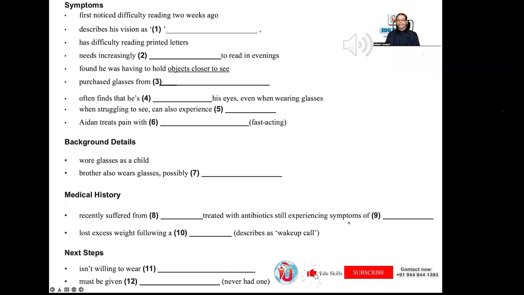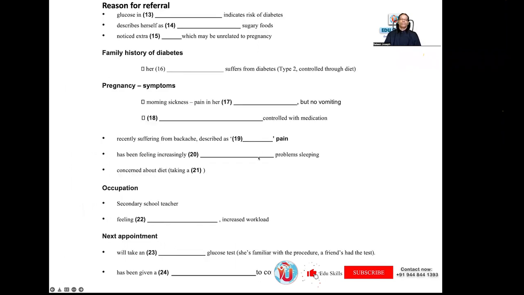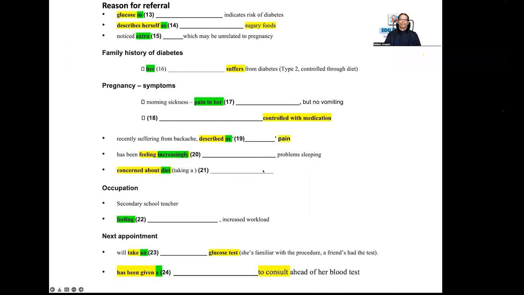See, that's how you read, you scan the questions. Lost excess weight following a dash, following some difficulty, some disease or some issue, right? You don't lose weight unnecessarily without any reason. So there is some reason for loss of weight. And next steps means what is the next management? Isn't willing to wear dash. Is not willing to wear either specs or contact lenses. There is a description on that. Must be given dash. He says he was never done. That's negative meaning. Okay, let's look into it. Okay, we will not take the second part now.